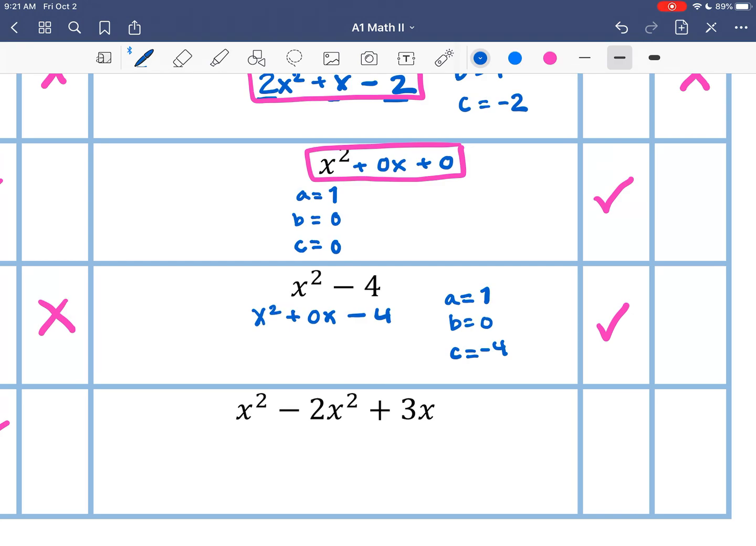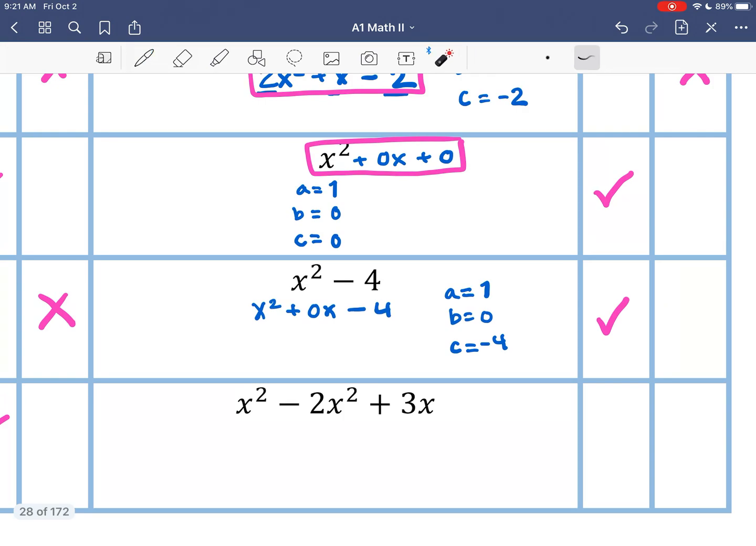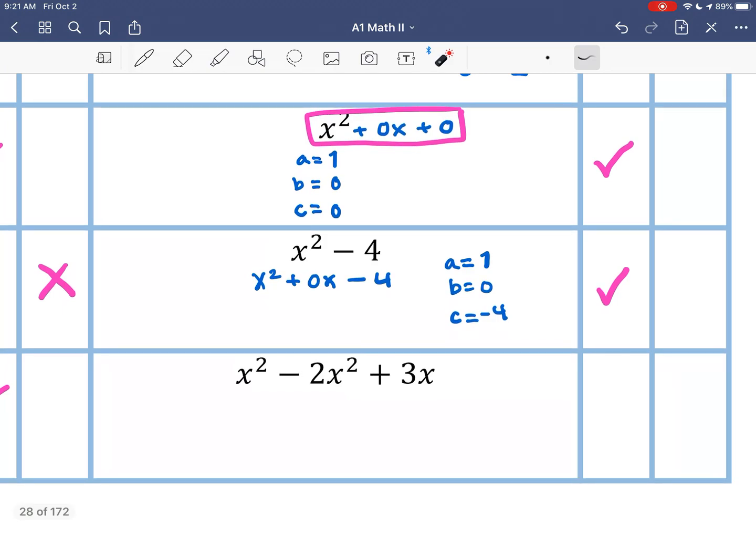Because the B value always comes from the term with the x, and since there is no term with the x, it's 0. So just be careful about that. It's kind of tempting to say A is 1 and B is negative 4 because that's in order, but this is next in order. So be careful about that.